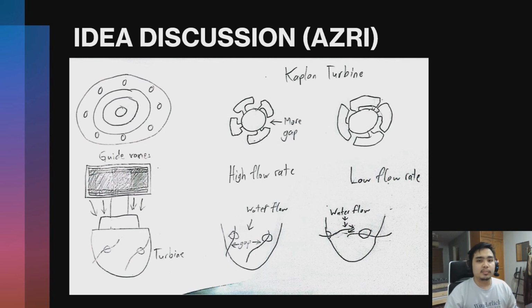As our problem states, the turbine has a problem during heavy rainfall and also has a problem filtering sand and debris during the heavy rainfall. I was focusing more on the high flow rate design, which is, as we can see here, during the high flow rate, the gap between the blades is more open. And how this Kaplan turbine works depends on the guide vanes.